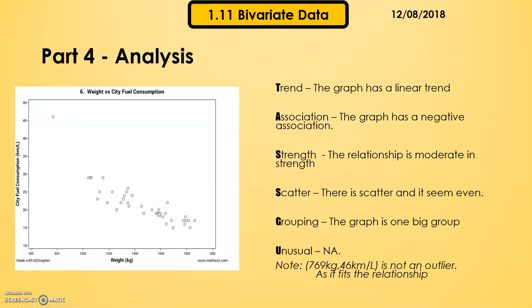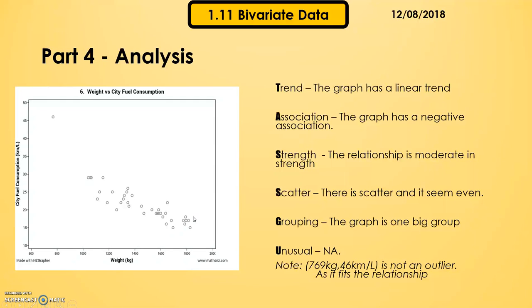That's also relative to what you're classing as being strong or weak. This could be stronger than another one. It could also be weaker. But since there's quite a lot of scatter there, I've decided to call it moderate. What you couldn't call this is a weak relationship, and you couldn't really call it strong either. The scatter seems even. It's roughly the same width all the way along.